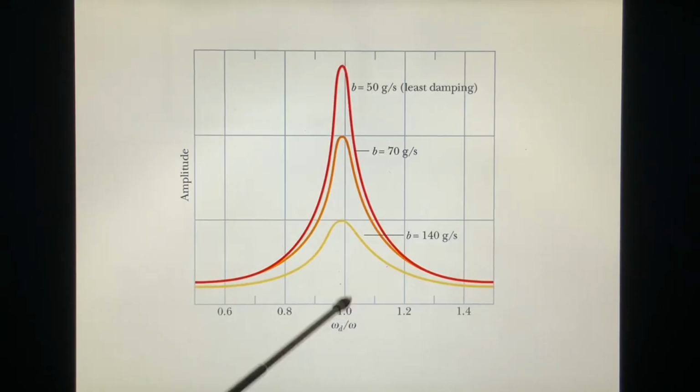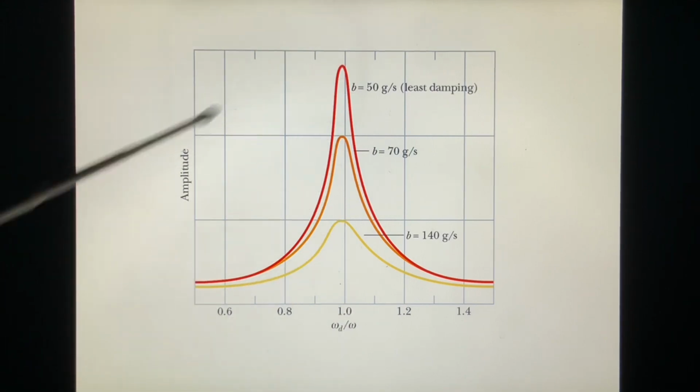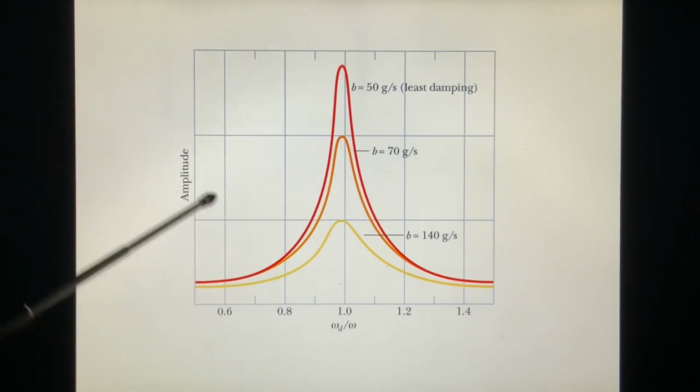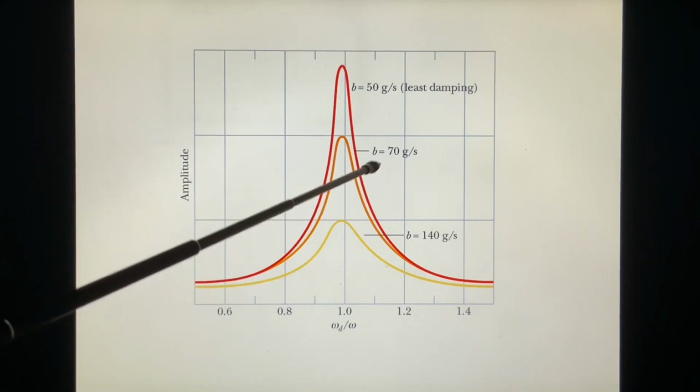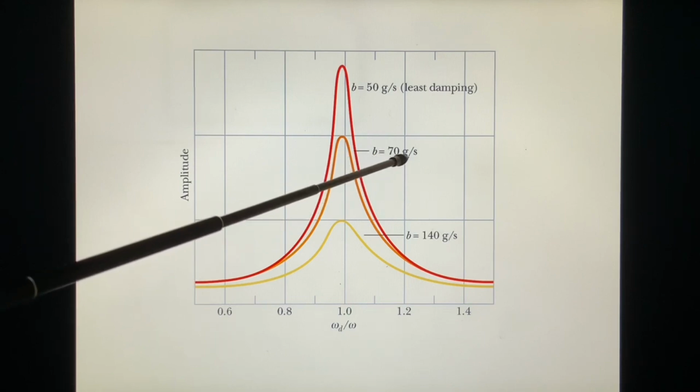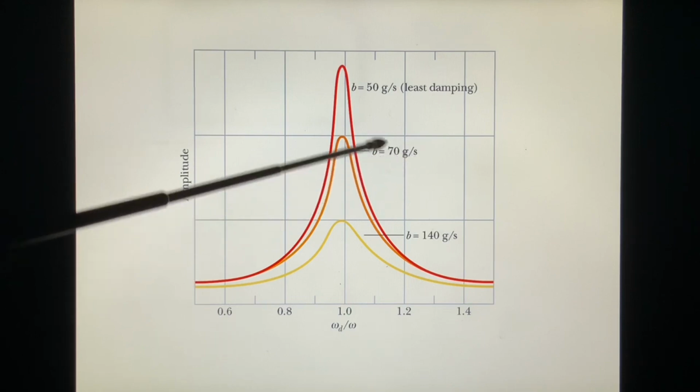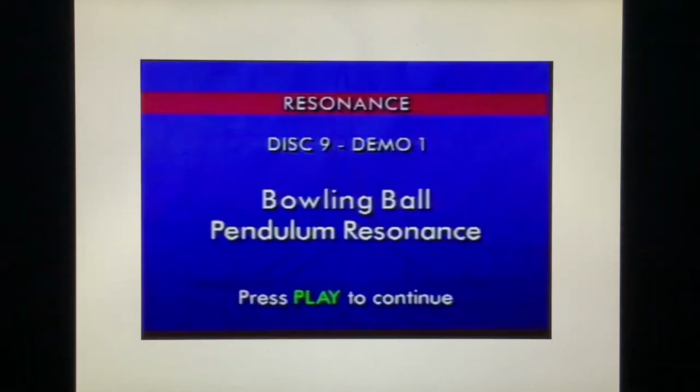Look at this one. This is the amplitude of the swing. This is the ratio of the driving force frequency and natural frequency. If they are equal to 1, then they have a resonance. The amplitude is the maximum. These three layers are because the resistance of the external force is different. Okay?